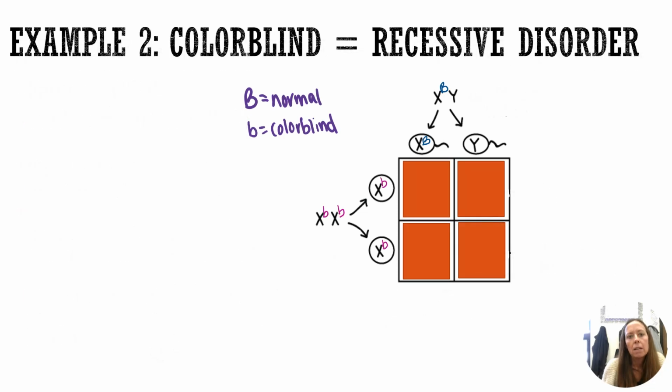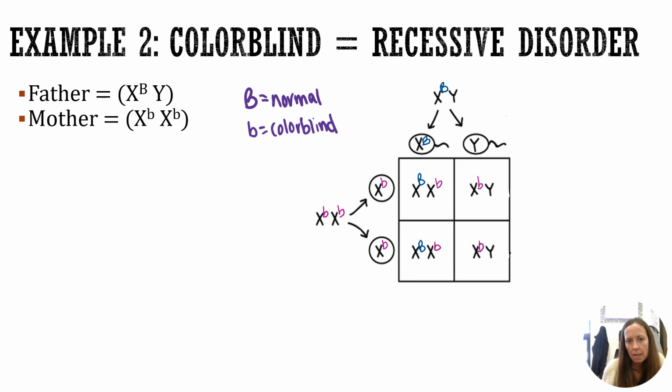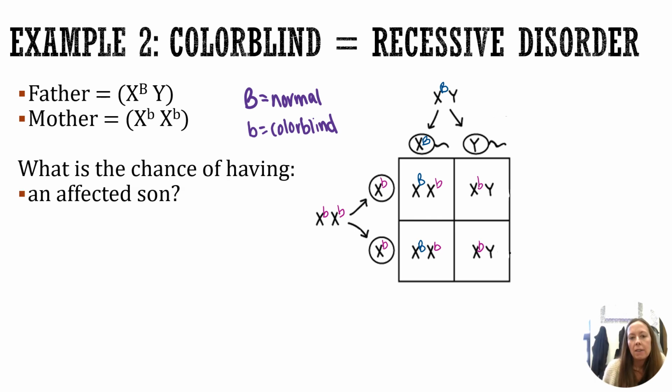Next one, color blindness. So here's my cross, right? We're going to cross them. Right now I have a father who is color normal, a mother who is color blind. Okay, so I made my little key up the top. What are the chances of having an affected son? So out of all of these people, what are the chances of having an affected son? That's affected and that's affected. So 50% chance of having an affected son.